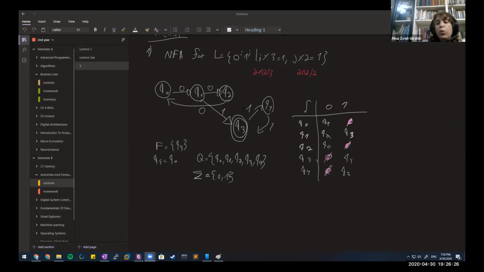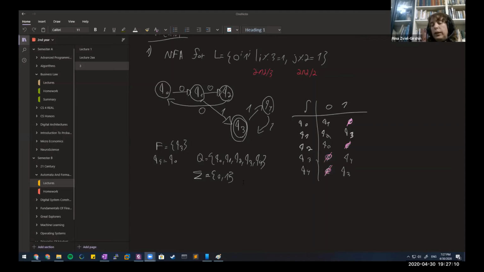Q2 on 0, we return to Q0. And for 1, the transition is not defined, so it's an empty set. Q3 on 0, we don't have a transition, so it's an empty set. Q3 on 1, we move to Q4. And the last state, Q4 on 0, the transition is not defined. Q4 on 1, we return to Q3.